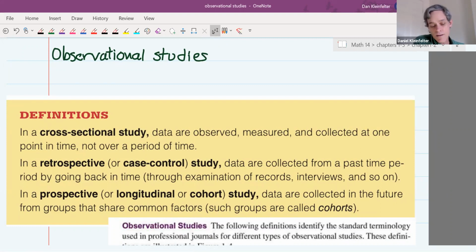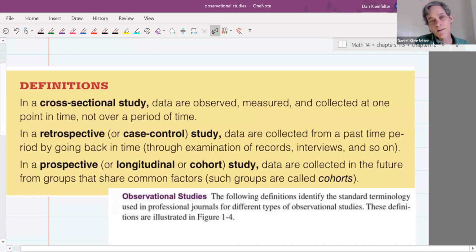These are commonly seen if you are polling people coming out of a store. That would be probably the easiest example to think of. Data are collected, measured, and observed at one point in time, not over a period of time. Both retrospective and prospective studies are taken over time.